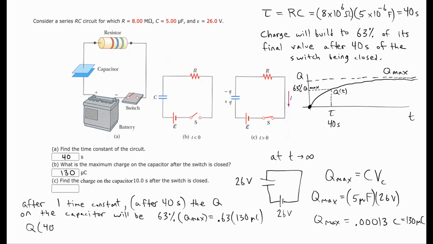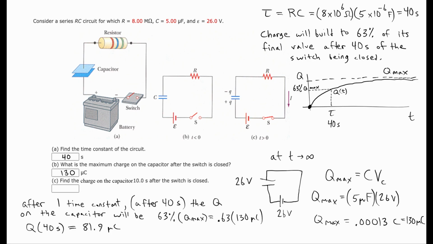So we would write that like this in function notation. The instantaneous charge after 40 seconds is 81.9 microcoulombs. Now, I didn't actually ask for that number, but just to show an example of what the time constant means, I just did that one briefly.